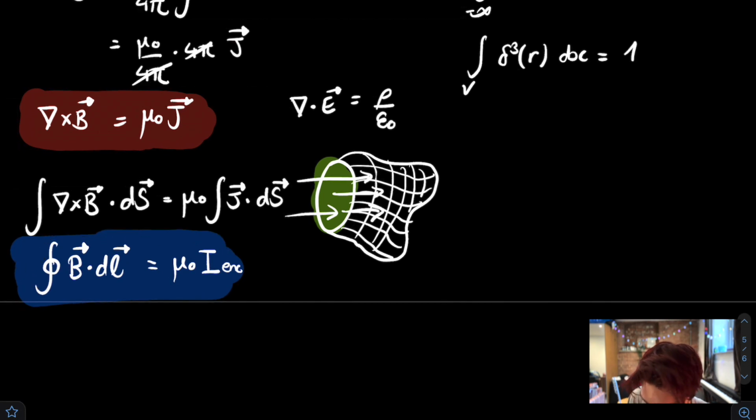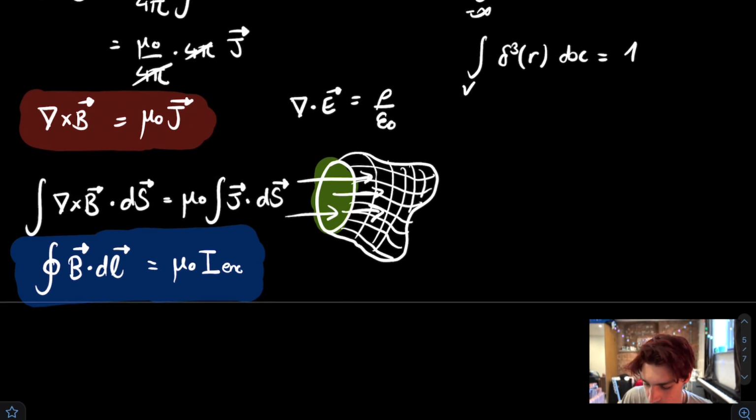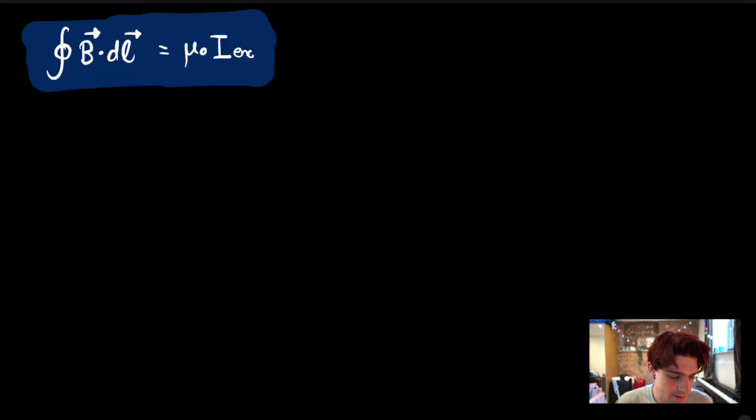The closed loop line integral of a magnetic field is equal to the current that is flowing through the surface right there. So what's nice is you can use this integral equation to derive what the magnetic field is for a wire that's carrying a current right here. And this is probably the most common application of Ampere's law. You can use it for a couple of other things, but this is by far the most common.